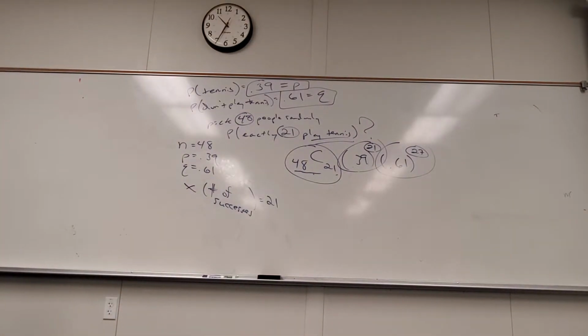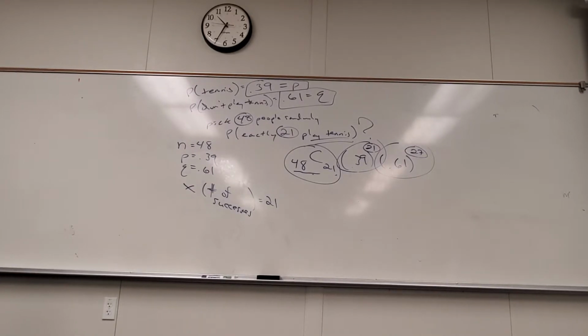I'm not going to do any of that individually; I'm going to put the whole thing in at once. 48, math, probability, choose. There, 48 choose 21. Just to remind you, if you have the type of calculator that does this, you have to push the over arrow to get back up. Times 0.39 to the 21, hit the over arrow to come back down, times 0.61 to the 27. That's putting the whole thing in all at once.